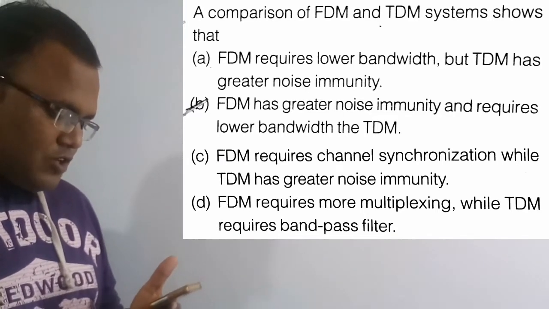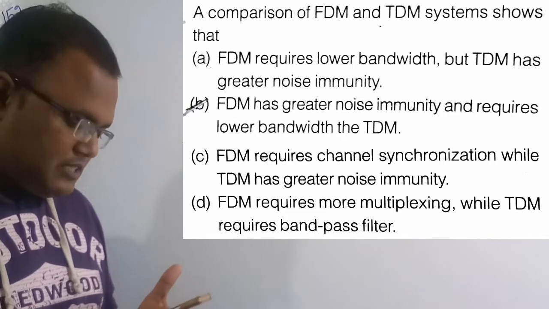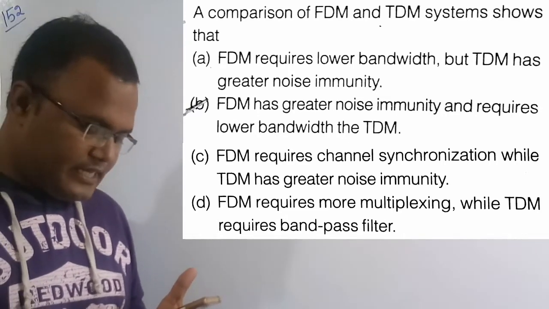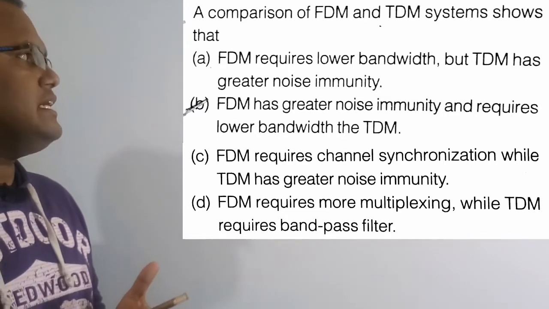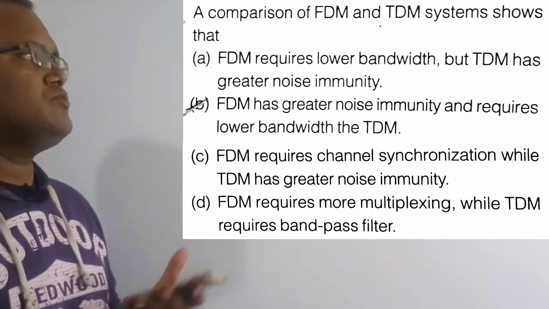So out of these four options, option B is the correct solution of this question, which is FDM has a greater noise similarity and requires lower bandwidth than the TDM. So now we'll discuss the solution.